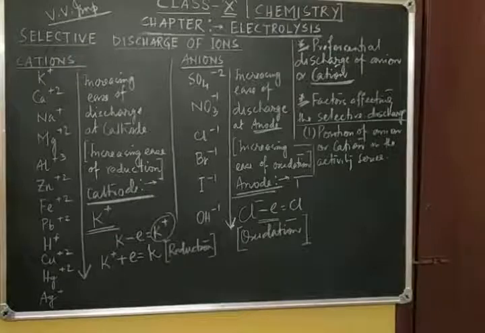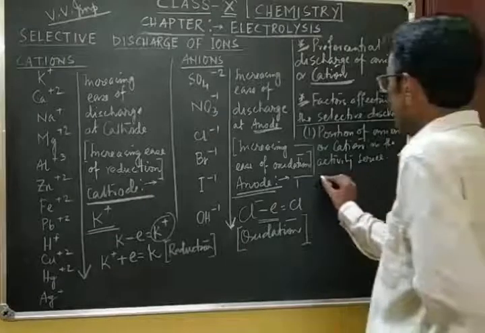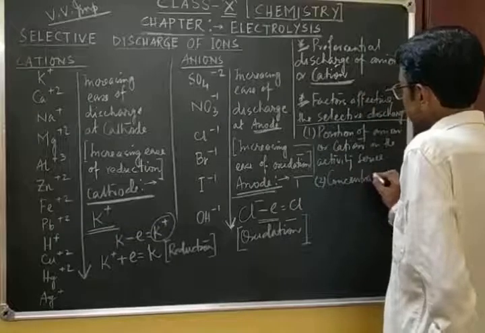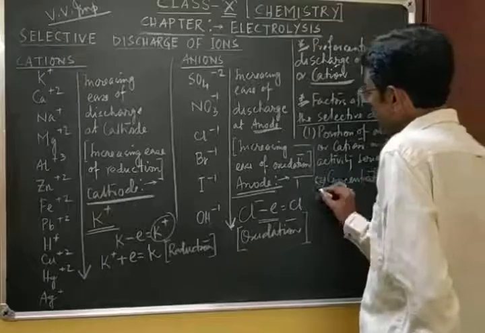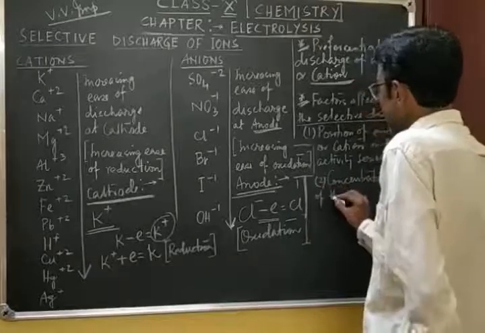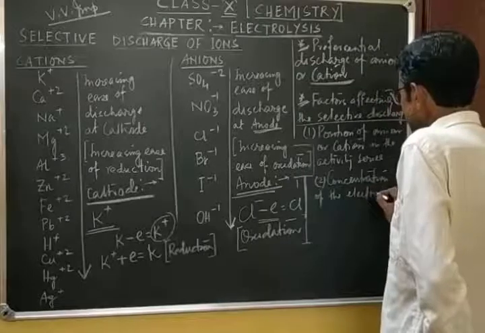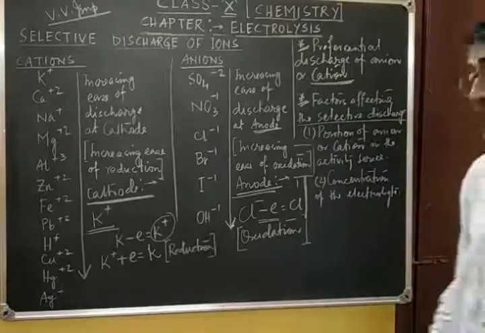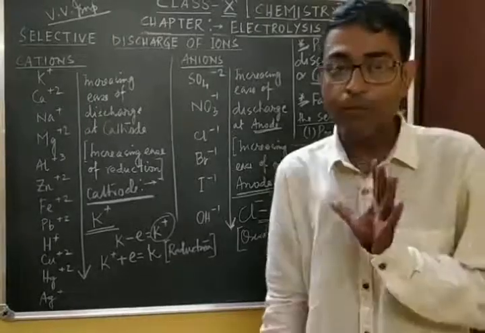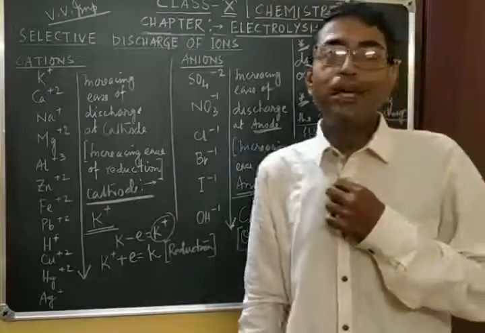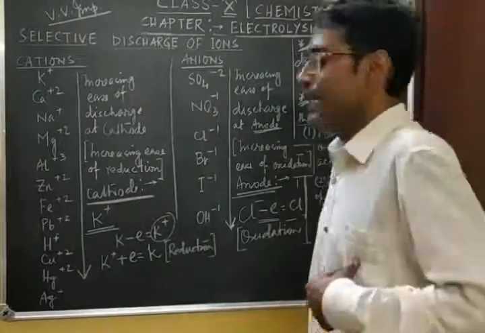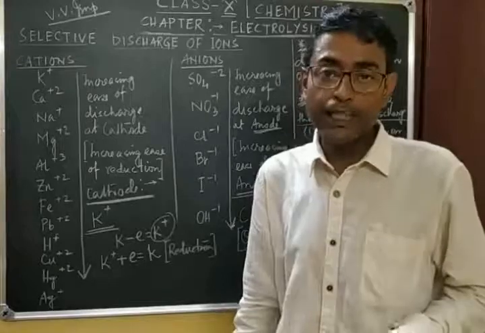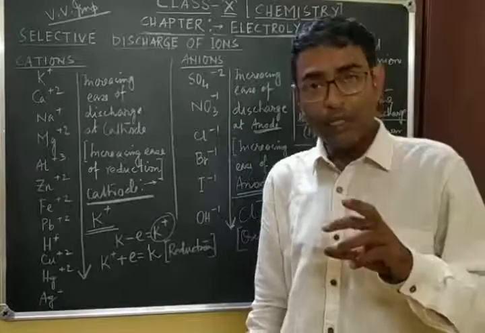Number 2, concentration of the electrolyte. The more the concentration, the more the discharge. The less the concentration, the less the discharge. But there is a problem. In 2012 or 13, they had given that dilute HCl is a much stronger electrolyte than concentrated HCl. There your system goes wrong.